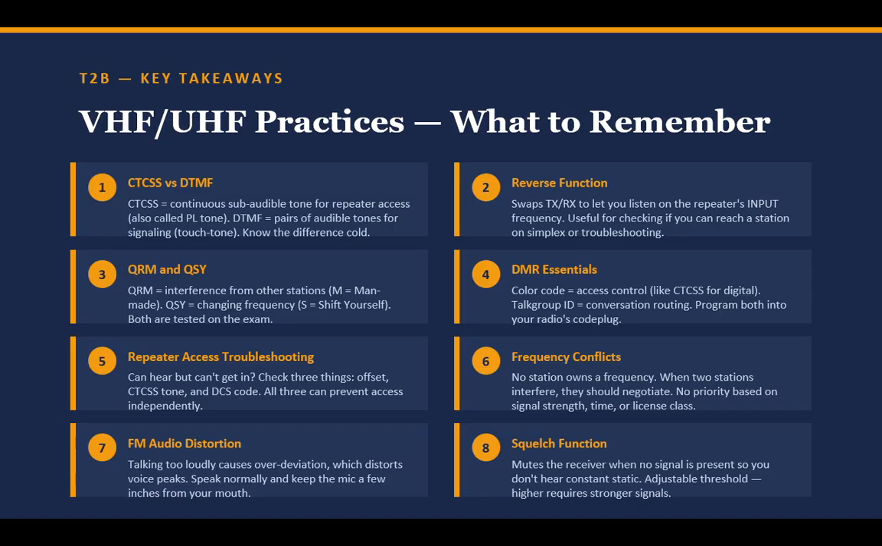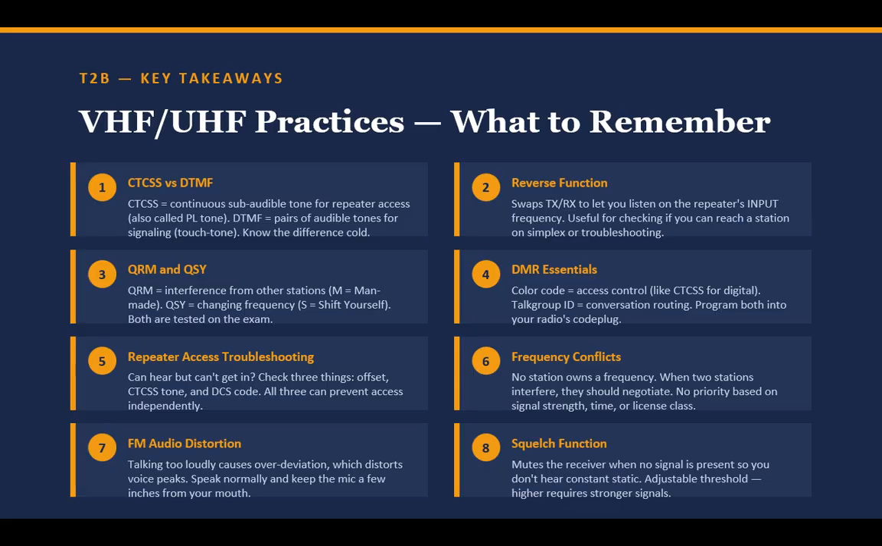Some of our key takeaways from VHF, UHF practices, what to remember. 1. CTCSS versus DTMF. CTCSS is continuous subaudible tone for repeater access, also called the PL tone. DTMF is pairs of audible tones for signaling, like touch tones. 2. Reverse function. Swaps the transmit, or TX, and the receive, or RX, to let you listen to the repeater's input frequency. This is useful for checking if you can reach a station on simplex or for troubleshooting.